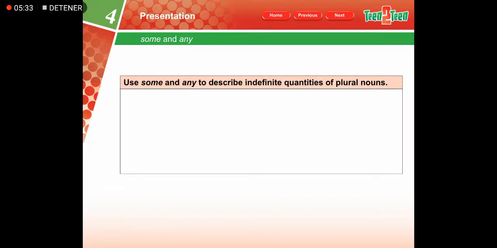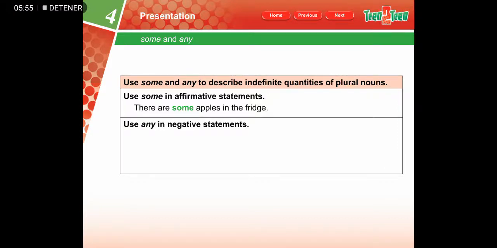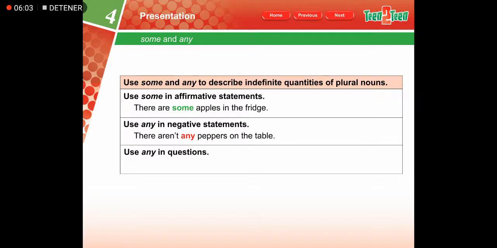Okay, so use some and any to describe indefinite quantities of plural nouns. Ahí dice entonces que lo vamos a usar para describir cantidades indefinidas. Use some in affirmative statements. There are some apples in the fridge. And use any in negative statements. There aren't any peppers on the table. Use any in questions. Are there any onions on the omelet? Yes, they are. No, they aren't.